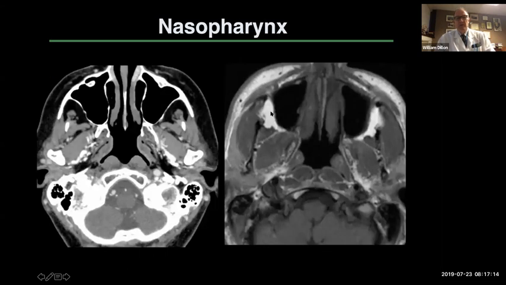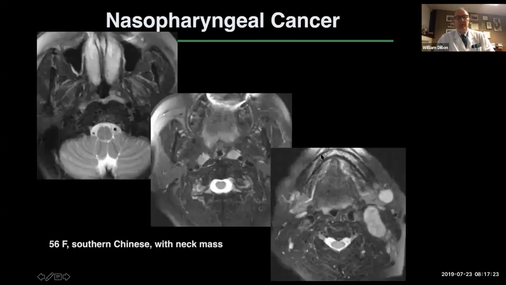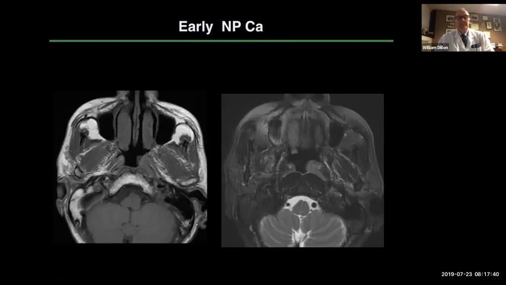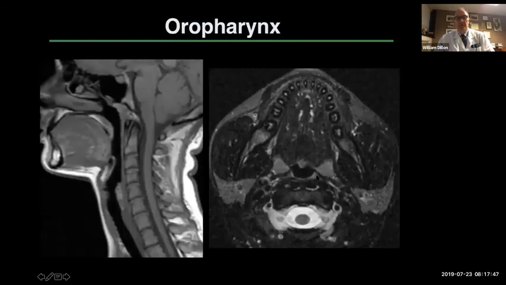So nasopharynx, you can see CT, fossa Rosenmuller, beautifully shown here, prevertebral muscles on MR, the mucosa beautifully shown. Nasopharyngeal carcinoma, we'll look for expansion of the fossa Rosenmuller, retropharyngeal nodes, and nodes in the second division of the level 2 lymph nodes of the neck. Another example, squamous carcinoma of the nasopharynx, early nasopharyngeal carcinoma.